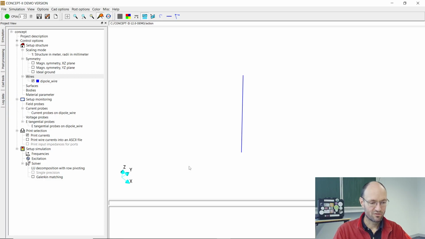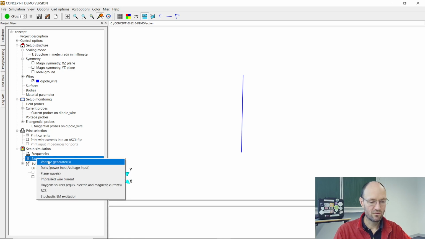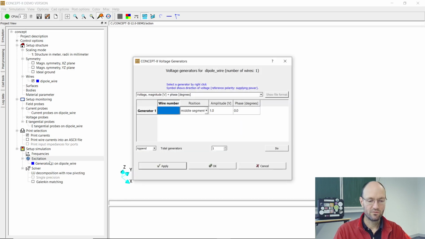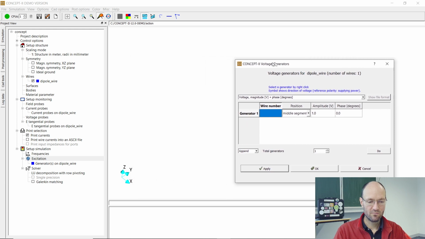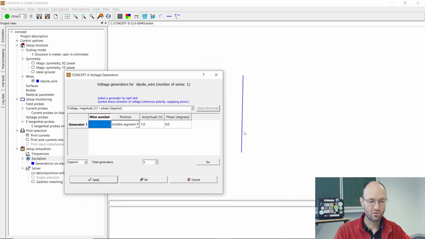We need to have a source somewhere. And sources we find here as excitation. And now we can say, okay, we can have a voltage generator. And the voltage generator is placed on a certain wire. So we have just one wire, so we say it's on wire number 1. It's in the middle segment. It has 1 volt of amplitude and 0 degree phase shift.